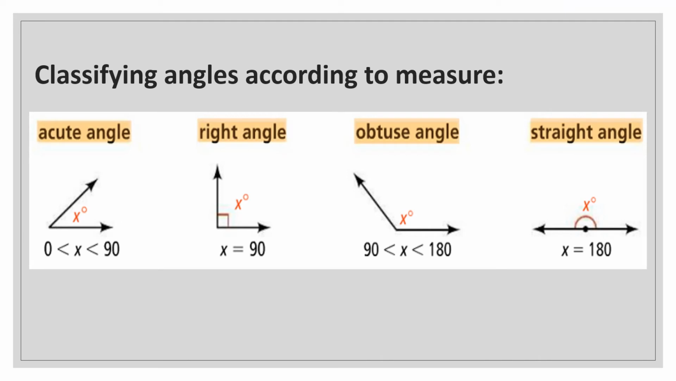Okay, so an acute angle is an angle that is more than 0 degrees but less than 90. A right angle is exactly 90 degrees, and it has to have this little square in the corner in order to classify it as a right angle. If it does not, you cannot assume it is a right angle. An obtuse angle is more than 90 but less than 180, and a straight angle is exactly 180 degrees because that line is perfectly straight.